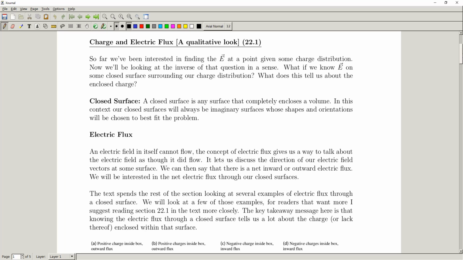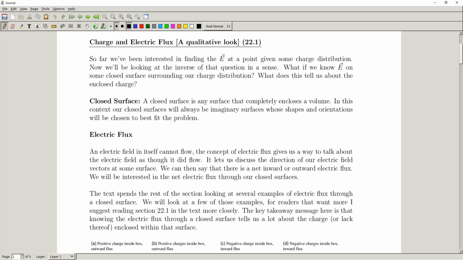So far we've been interested in the electric field at a point given some charge distribution or some collection of point charges or whatever, right? So in the past chapter we looked at, say, the electric field outside of a single point charge, and then we looked at a few point charges, and then we looked at a charged rod and a charged surface and so forth, right? So far we've been given the charge distribution, and then we're asked to find the electric field at some point outside that charge distribution, right? But what if we flip the question on its head?